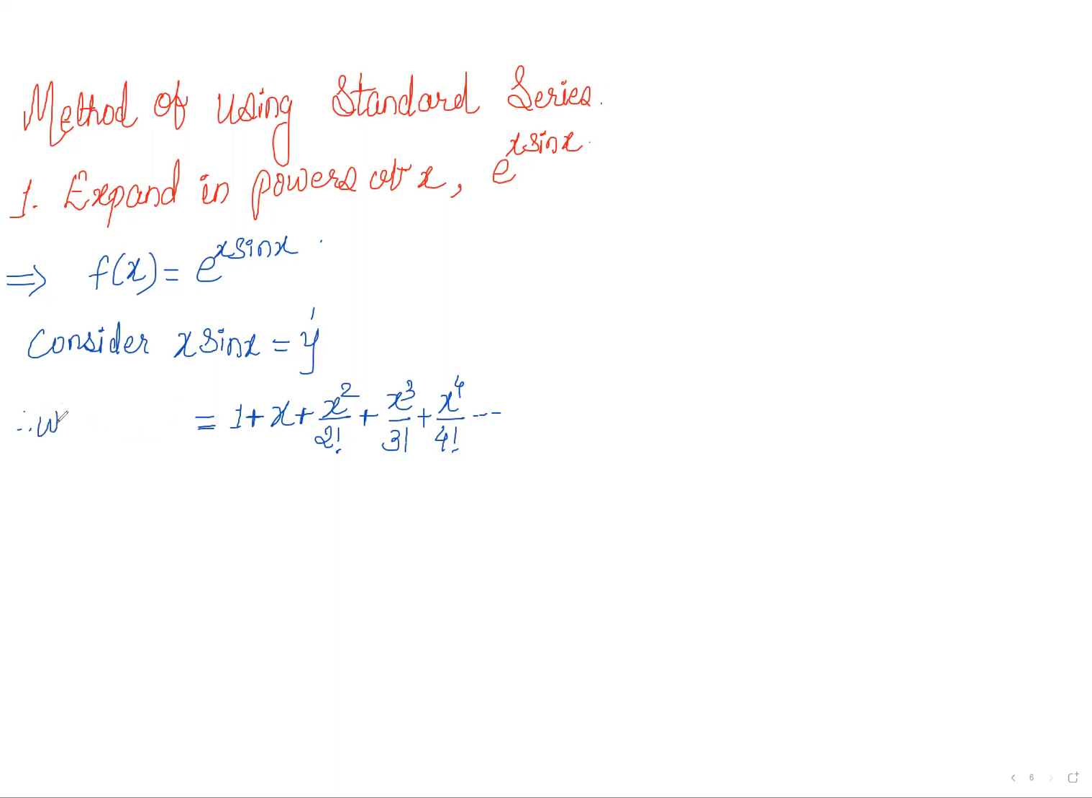We know that e raised to x is equal to expansion of e raised to x. Therefore, e raised to y is equal to 1 plus y square by 2 factorial plus y cube by 3 factorial plus y raised to 4 by 4 factorial and so on. Now instead of that y, again we are keeping that x sin x.